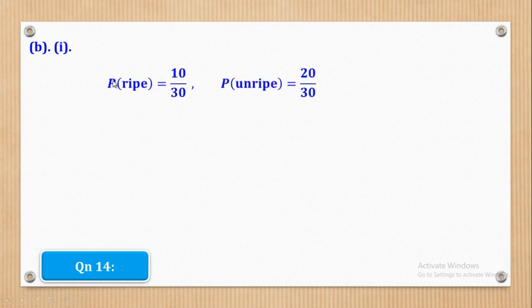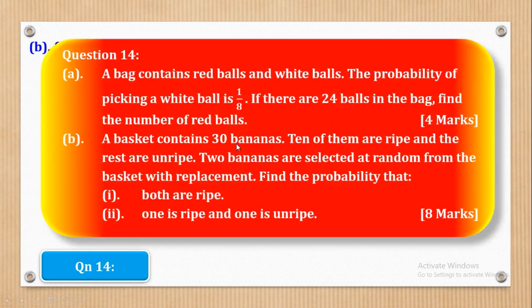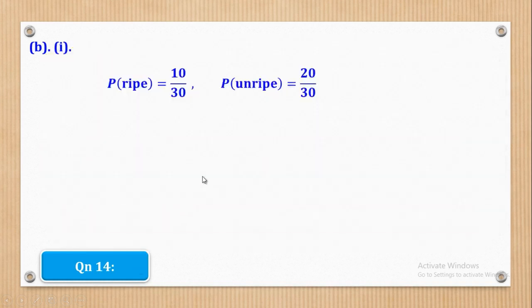So that means the probability of a ripe banana is 10 over 30, because there were 10 ripe, total were 30. And the rest were unripe, meaning that the rest will be 30 minus 10, which is 20. So the probability of picking an unripe banana will be 20 over 30.